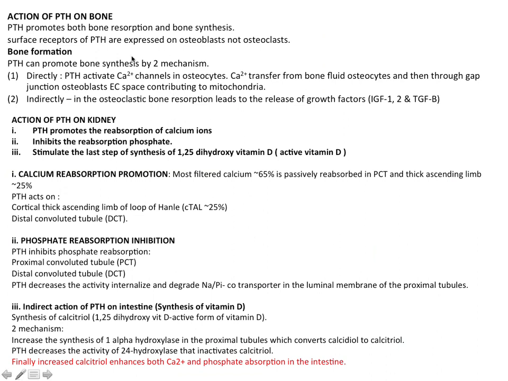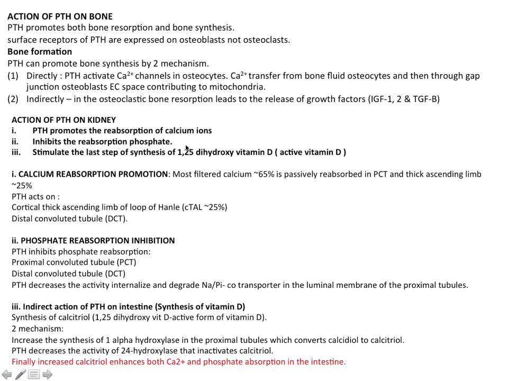So now the action of PTH on bone. Actually, PTH promotes both bone resorption and bone synthesis. So it is helpful in calcium ion absorption and bone synthesis. If we talk about the action of PTH on the kidney, PTH promotes the reabsorption of calcium ion, and it inhibits the reabsorption of phosphate ions. And third, the most important step in the kidney is that it stimulates the last step of synthesis of vitamin D.